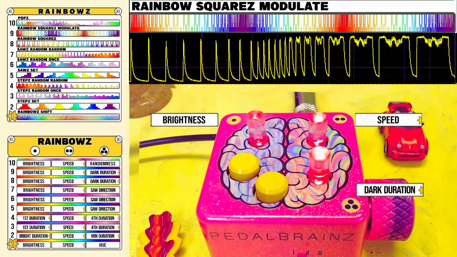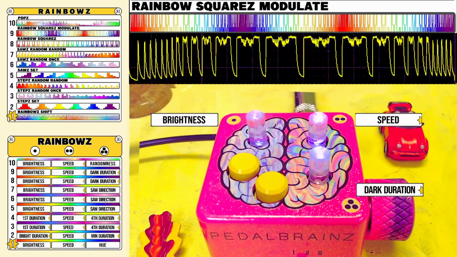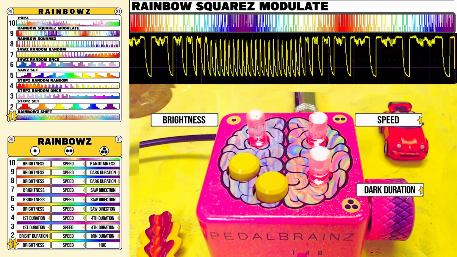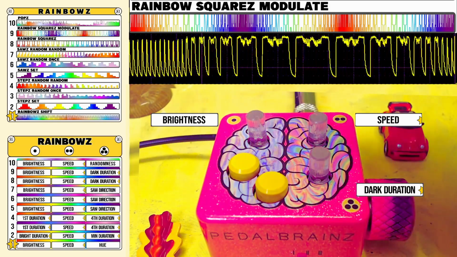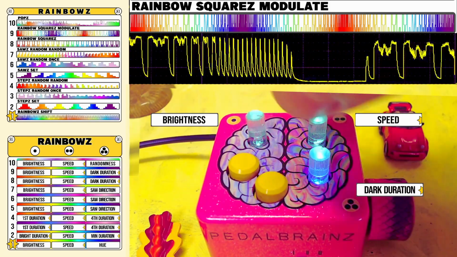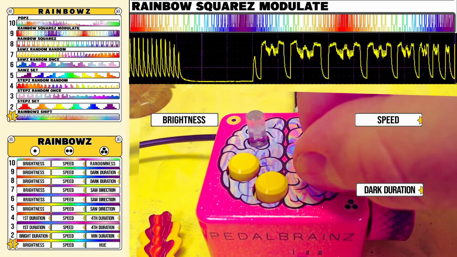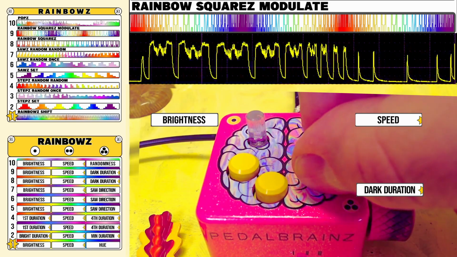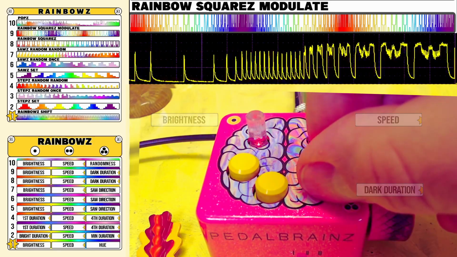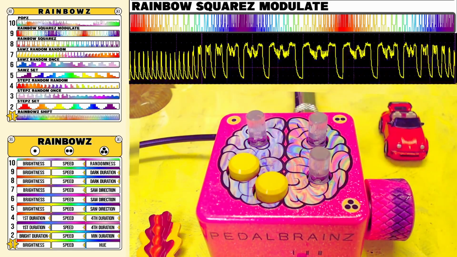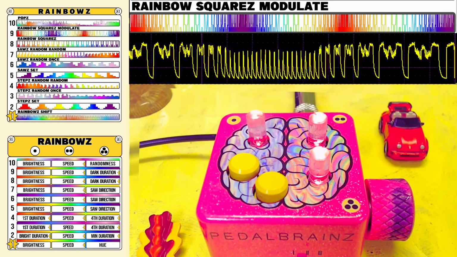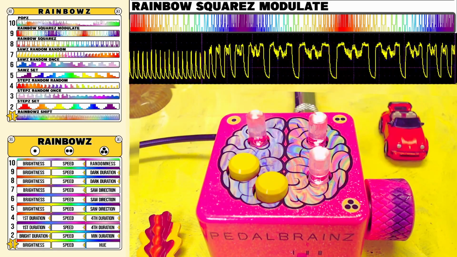And so as that goes faster and faster, we can see how that modulates the rainbow pattern with some controls again over the brightness of it, as well as that duration of darkness in between the repeats. So that's Mode 9, Rainbowz Squarez Modulate.